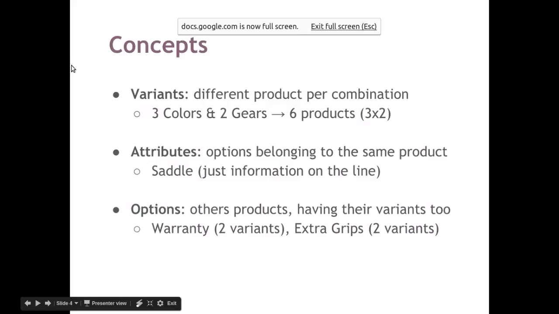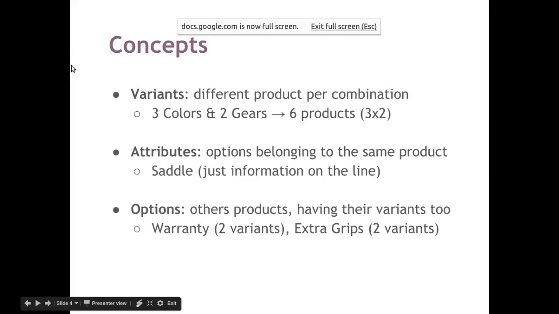In Odoo, there are 3 concepts in order to achieve this product configurator. One is the variants, which are dependent on the different combinations. This means that a product like a bike can have different variants. In our example, we have 2 variants, the 3 colors and 2 gears. The 3x2 variants means that we have the possibility of 6 products. The 1-speed bicycle in white, in red, or in black. Then we have the 5-speed bicycle in white, red, or black.